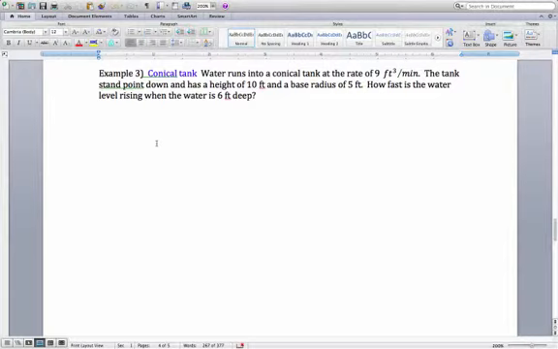Okay, this is a classic problem with related rates, a conical tank. So you have a conical tank that's point down.